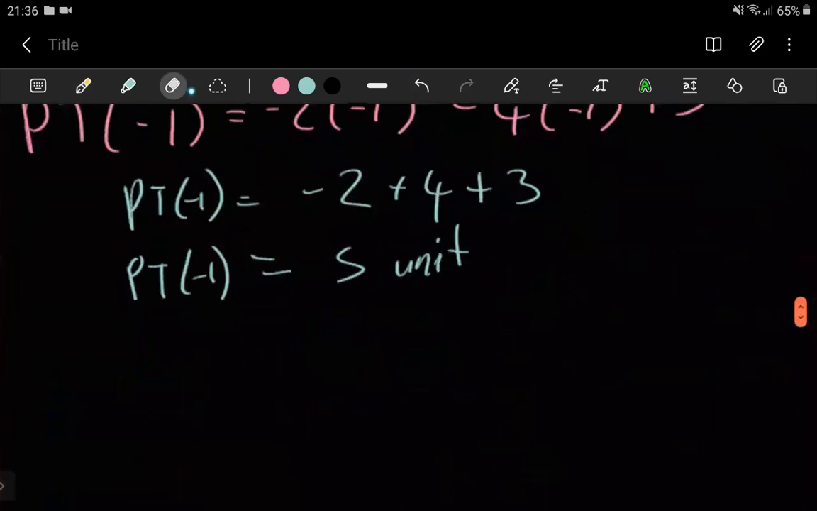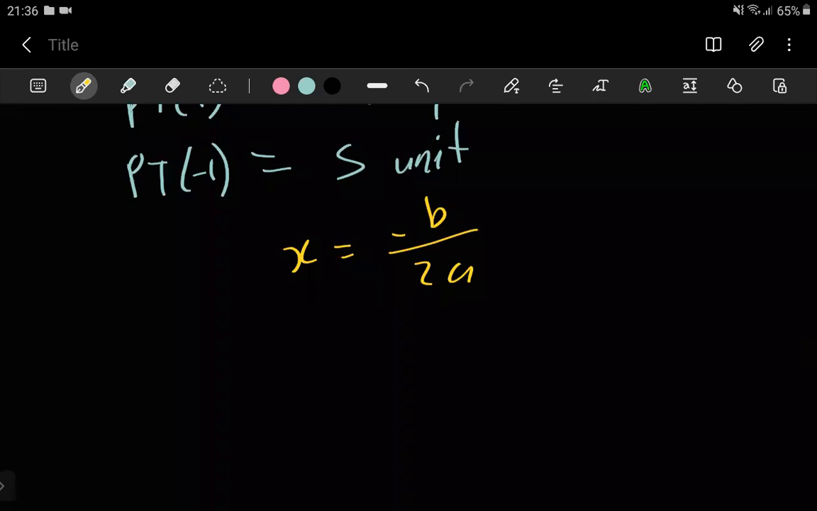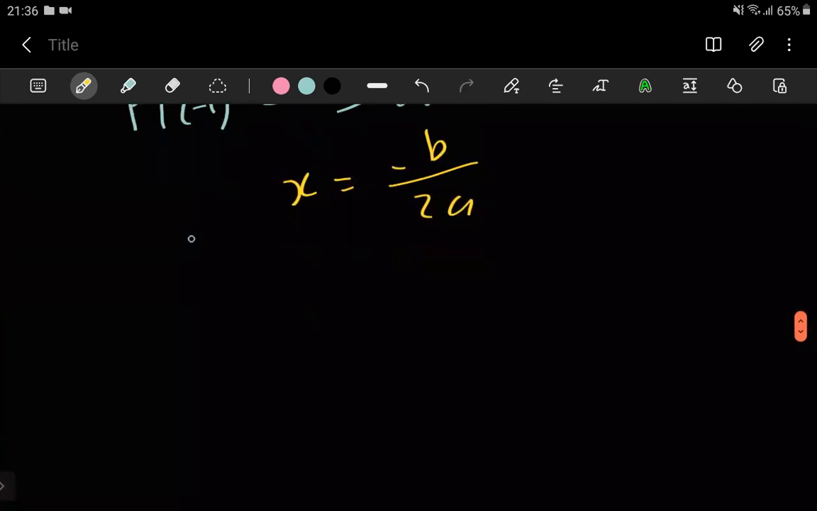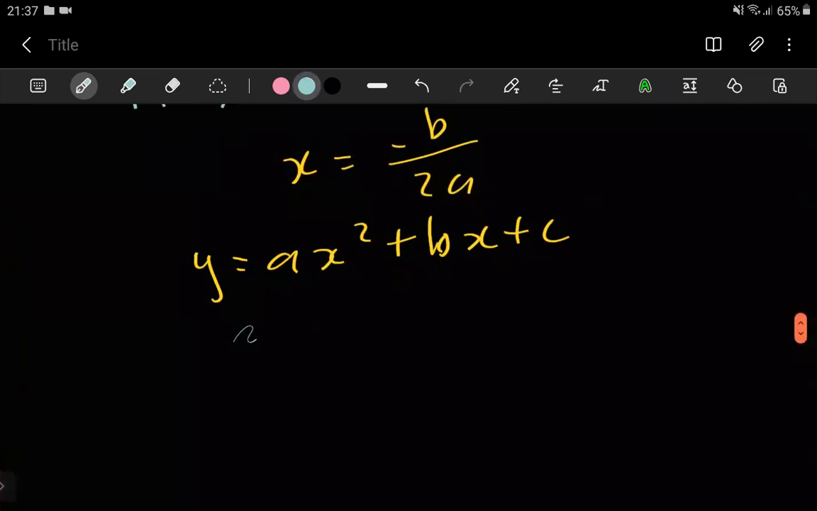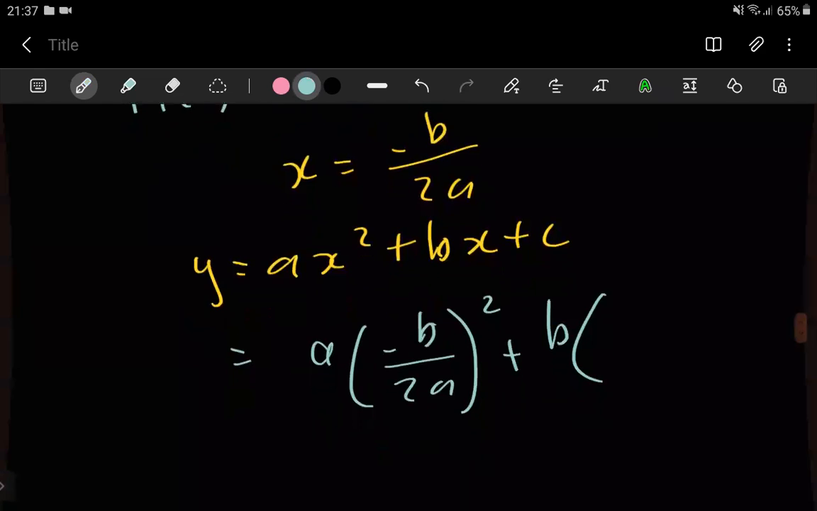So if the x value of the turning point is minus b over 2a, then if you think of the equation of a parabola, y is equal to ax squared plus bx plus c. Technically speaking, if you put this in as the x value, what are you going to have? The a times minus b over 2a squared plus b times minus b over 2a plus c.